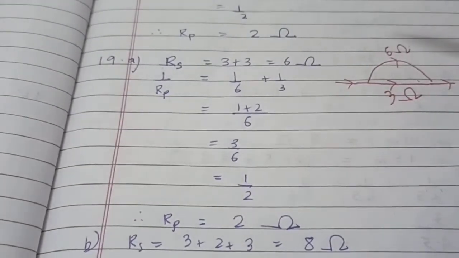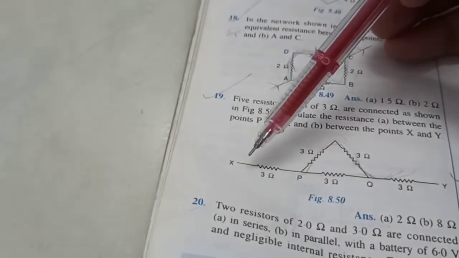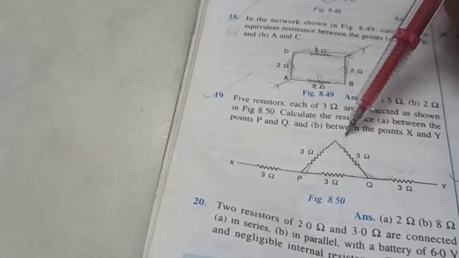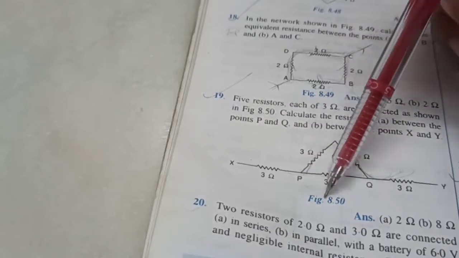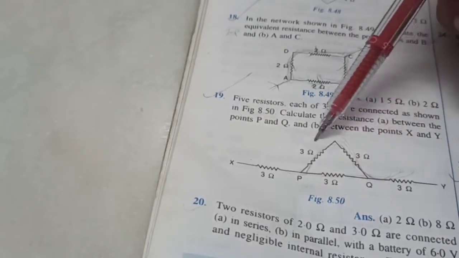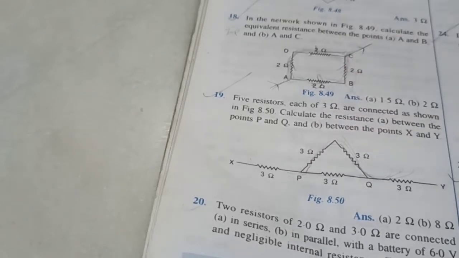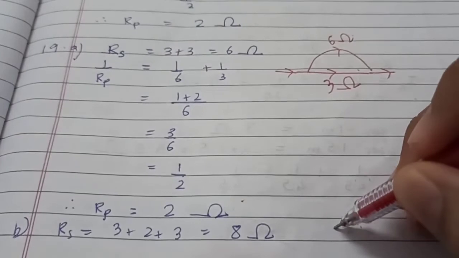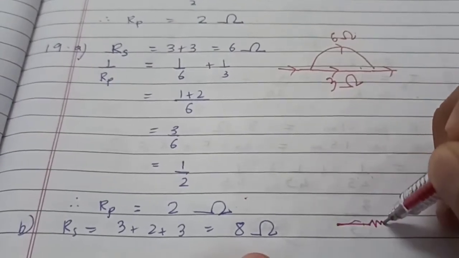Great. But in part B, they want the resistance between X and Y. So now we'll have to include these 2 resistances as well. By the way, the central portion we have already simplified, and the equivalent resistance or the resultant resistance of all these 3 ohms is, as calculated, 2 ohms. So now I can simplify the diagram for the part B, which you can draw freehand, that's fine.